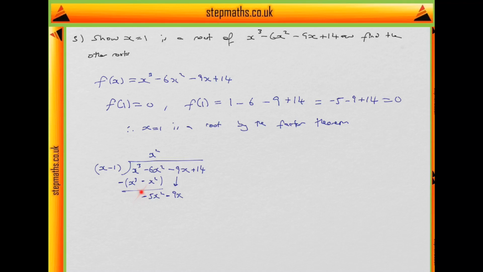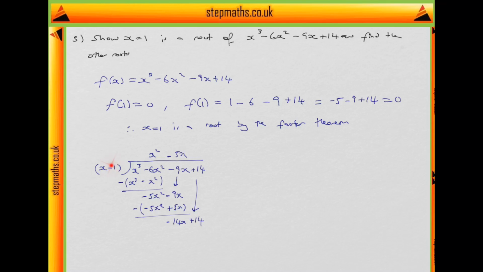So what multiplies x to give you minus 5x squared? Well, that's going to be minus 5x. So we multiply that again: minus 5x times x gives you minus 5x squared, and minus 5x times minus 1 gives you plus 5x. So minus 9x minus 5x is minus 14x, and clearly the x squared terms are going to cancel, that's the whole point. And we bring down the plus 14.